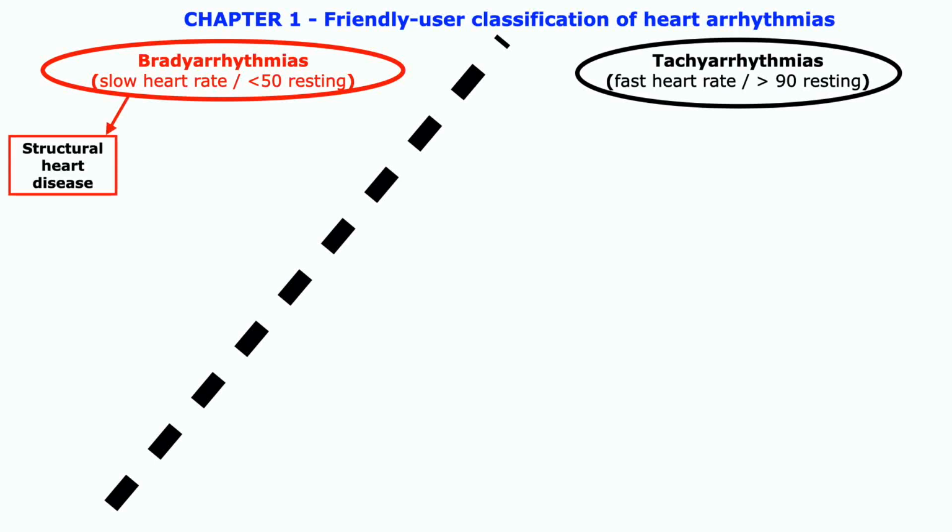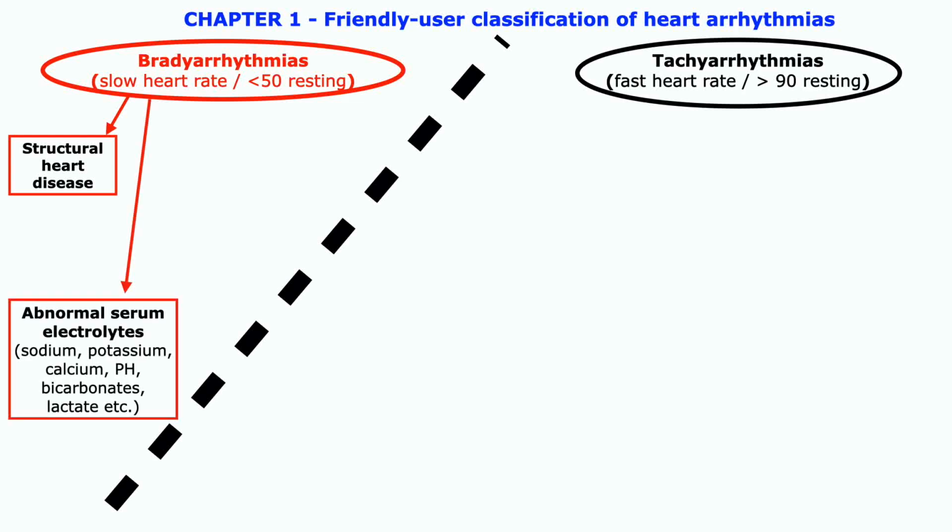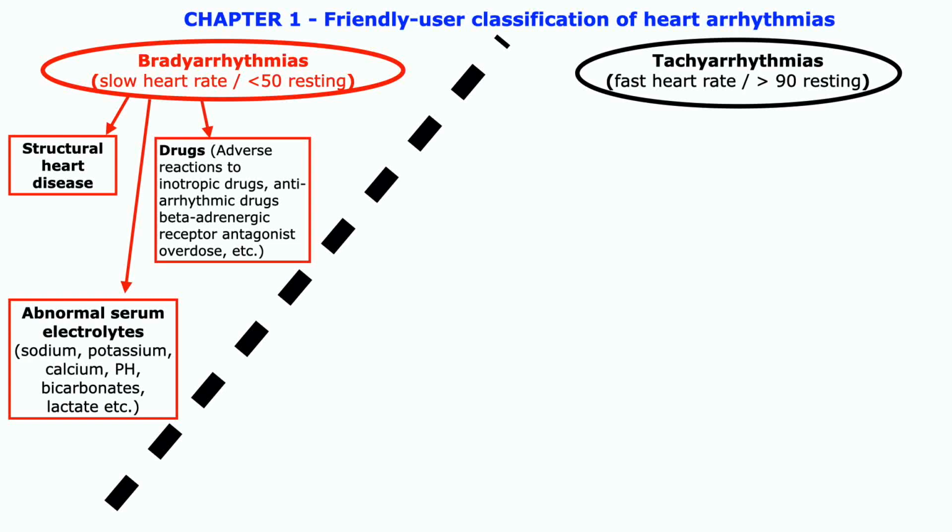Sometimes bradyarrhythmias are life-threatening, therefore diagnosis and treatment are mandatorily quick. They are caused by 1. Structural heart diseases, 2. Abnormal plasma electrolytes, 3. Drugs such as adverse reaction to inotropic drugs, antiarrhythmic drugs, beta-adrenergic receptor antagonists overdose, etc.